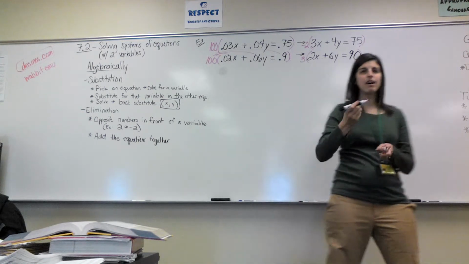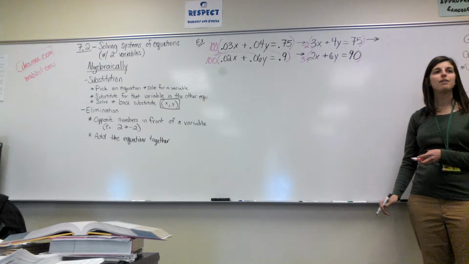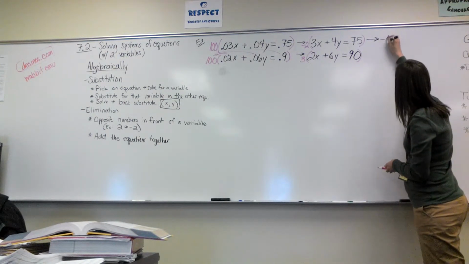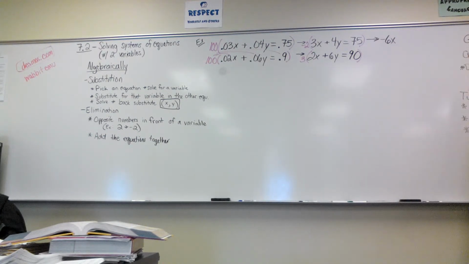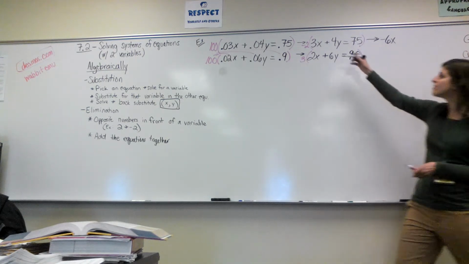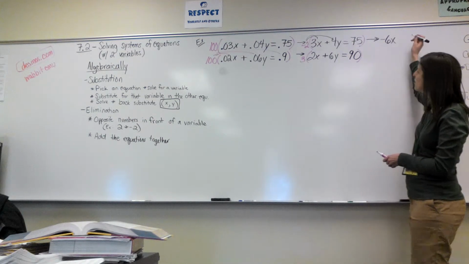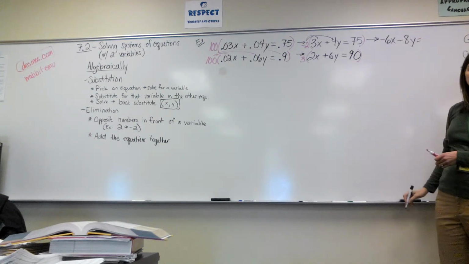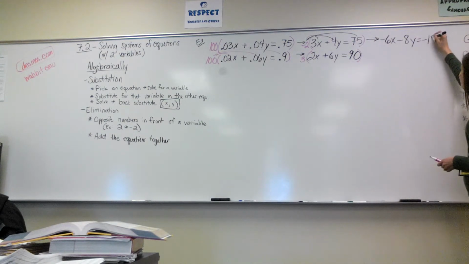Okay, so if I multiply the entire top equation by -2, I'm going to get -6x. And then if I take -2 times +4y, I'm going to get what? -8y. Yeah, so I need to put -8y, and that equals -2 times 75, which is -150.